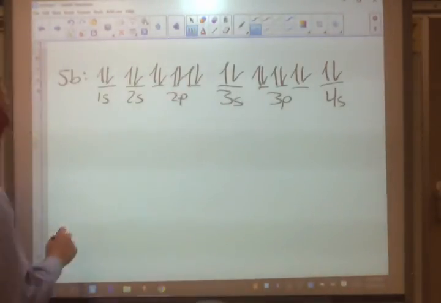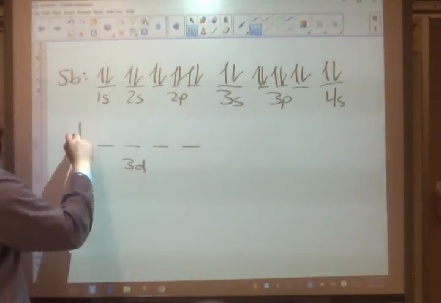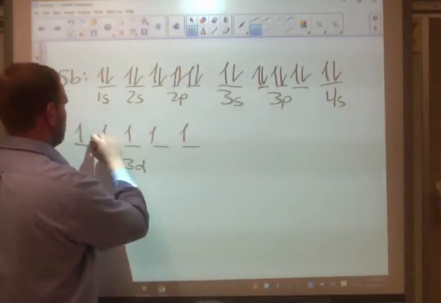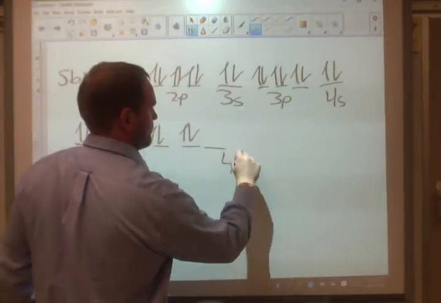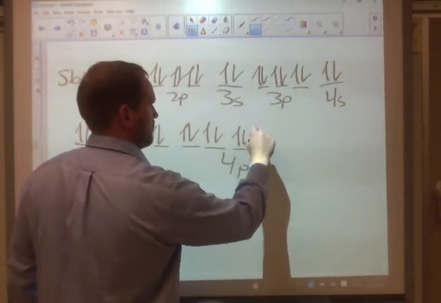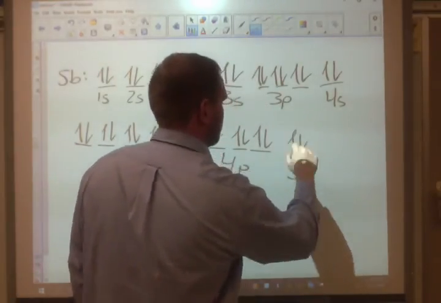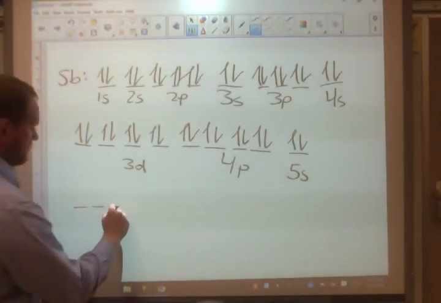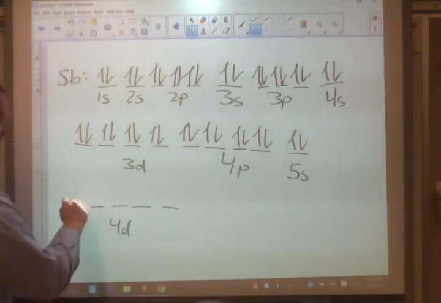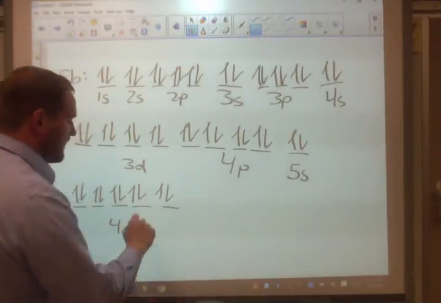4s2. Now we drop down to 3d10. We're going to do all 5 lines for 3d10. Okay, jump back up to 4p6. 5s2. Let me just make sure I'm not going too fast here. Yep, I'm okay. So 4d10 is going to be totally filled now. Up, up, up, up, up. Down, down, down, down, down.